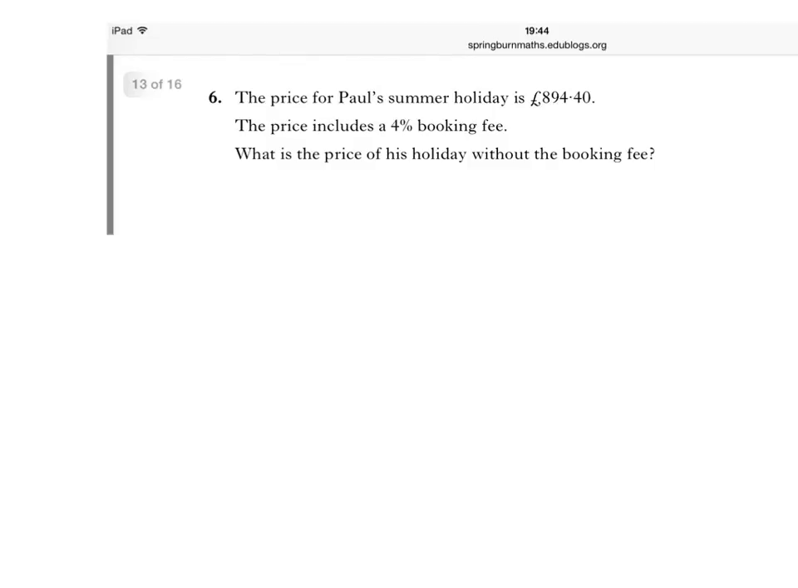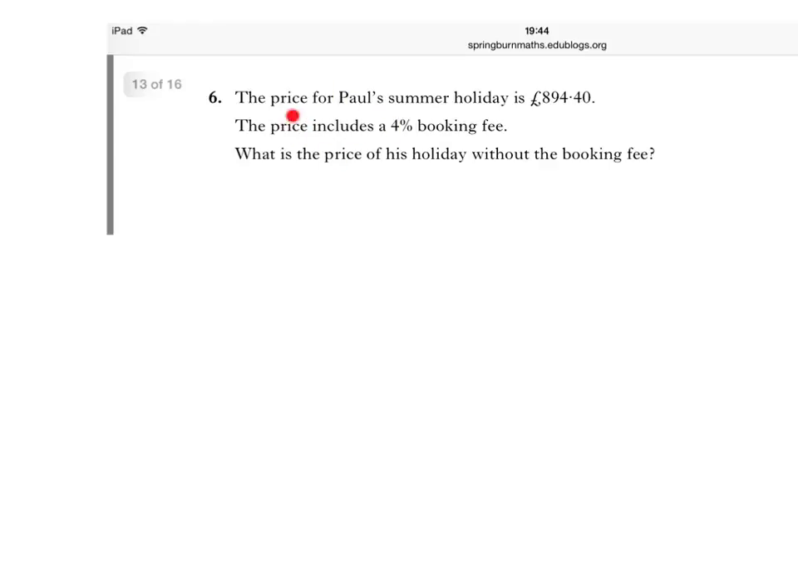Okay, section 30, example 1. The price for Paul's summer holiday is £894.40. This includes a 4% booking fee. What is the price of the holiday without the booking fee? Right, so this question is about working backwards, which tells me it's a reverse in the percentage change question.